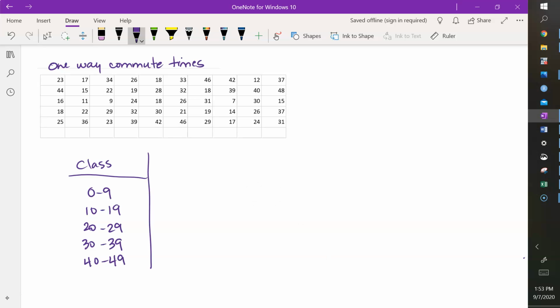And what we're going to do is find the frequency, which is essentially just we tally up where the data points fit into these classes. So as I go through all the data, I figure out where it belongs. So I'm going to make a tally right next to my F. So 23 goes here, 44 goes here, 16 goes here, 18 goes here, 25, and so on. So I'm just going to keep heading on through these.